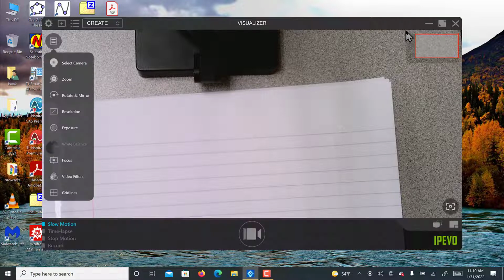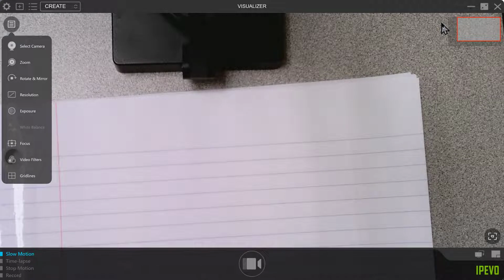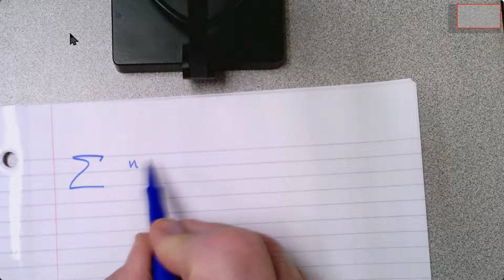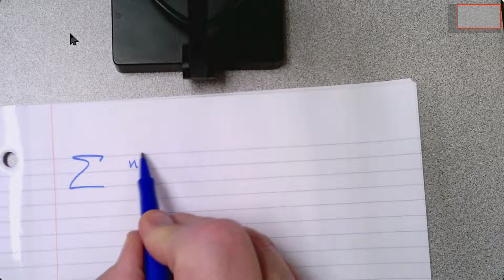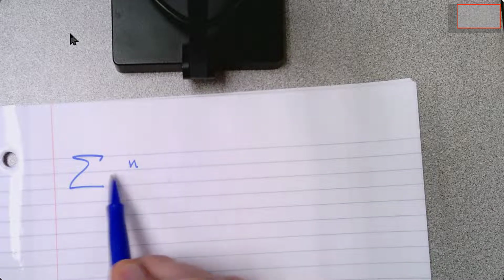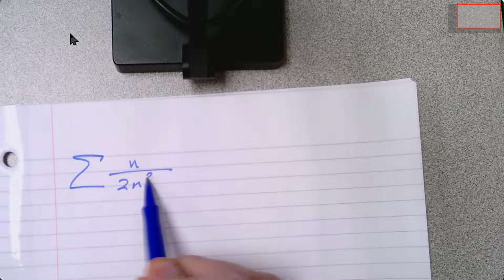From my classroom, I decided I'm going to just make this video now. I'm going to go through a series of examples, and we're going to talk about using the convergence tests. So the first example that I'm going to look at is this example right here. So I write this down.